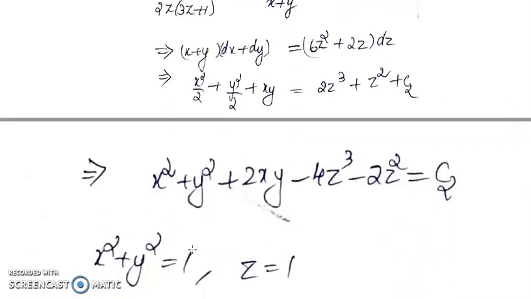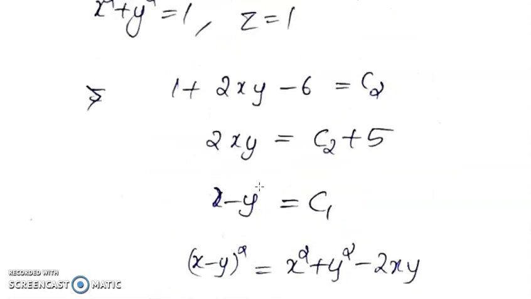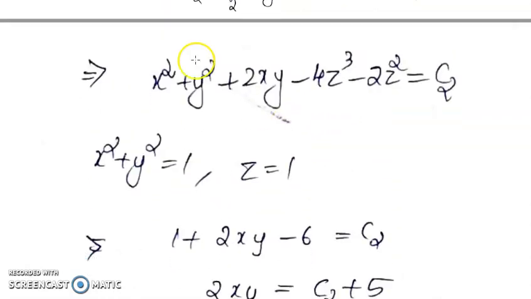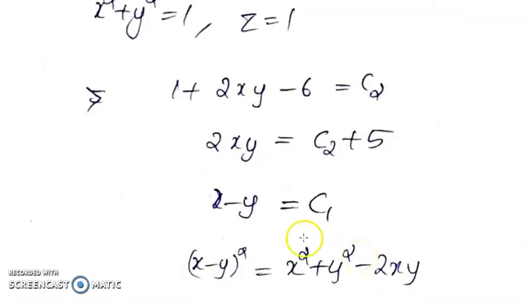So now we need to find, so we have got the integral surface. Now we need to find the integral surface which passes through the circle x square plus y square equal to 1 and we have z equal to 1. So on substituting z equal to 1, and x square plus y square equal to 1, from the second solution you will get 2xy equal to c2 plus 5, and from the first equation you will get x minus y equal to c1.